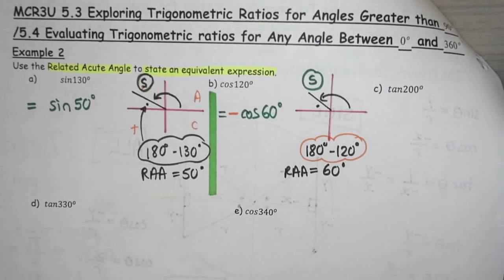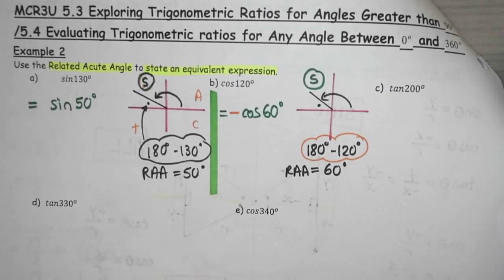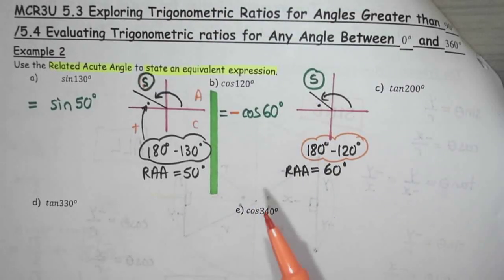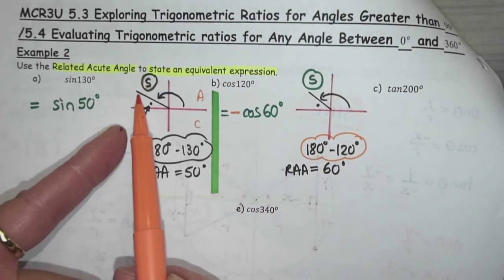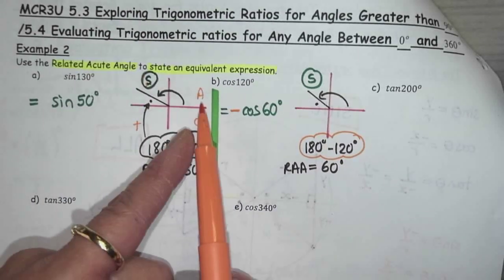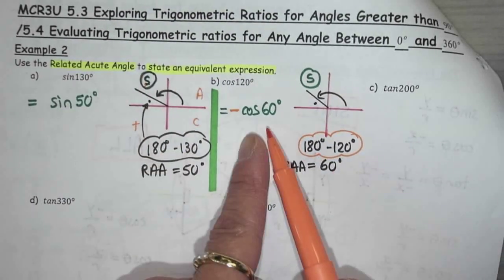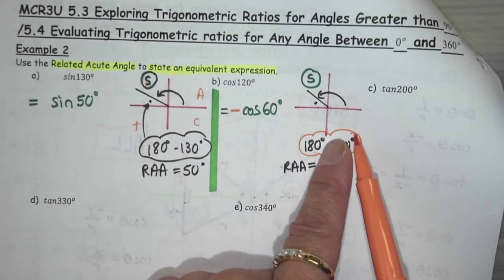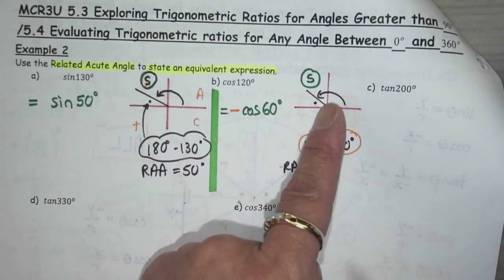We're going to do 2 more, and then we're going to come back and talk about the CAST rule again. You're going to go, oh, wherever it's in its own letter, that's its own quadrant. So sine is positive in the sine quadrant, and it's also positive in the all quadrant. Cos is positive in the C quadrant and also the all quadrant, because all of them are positive there.